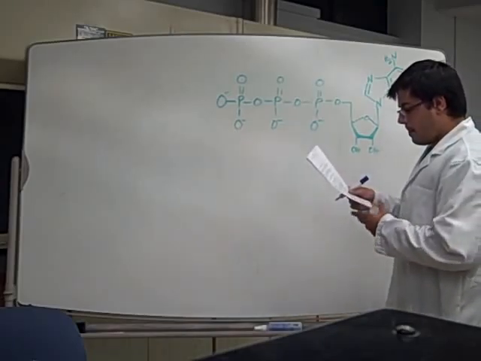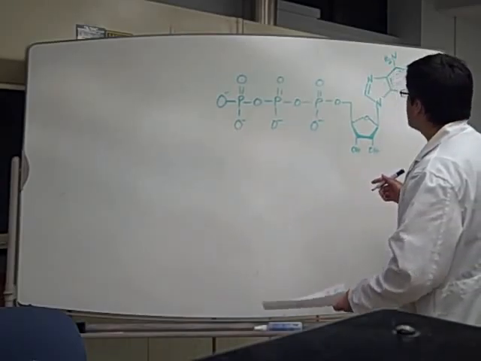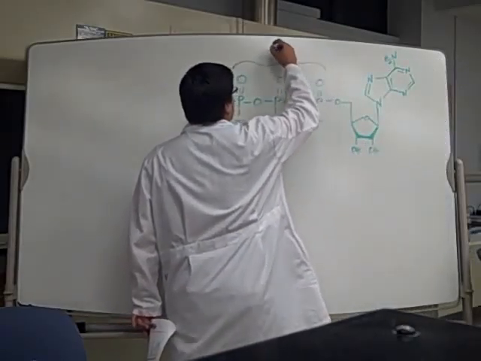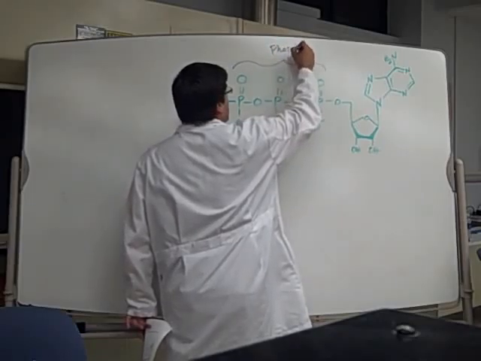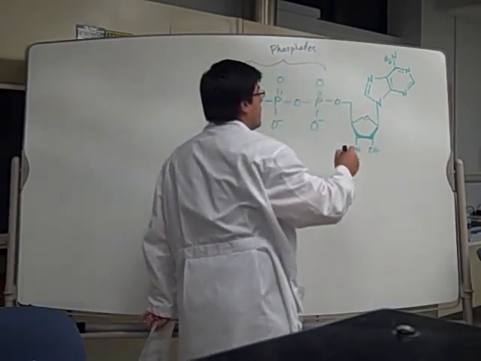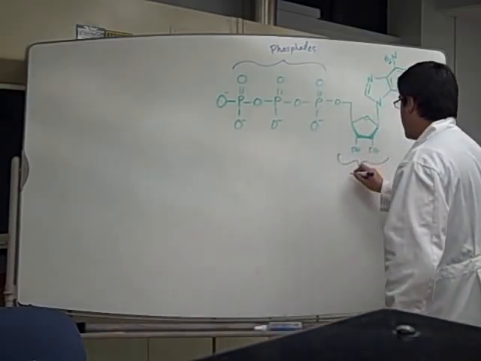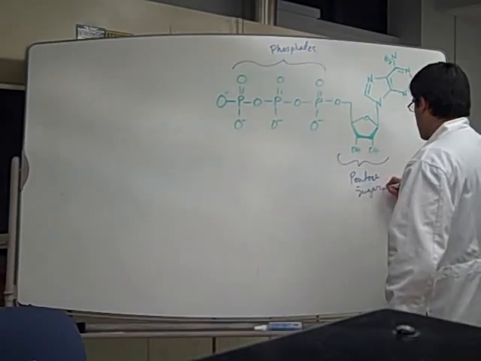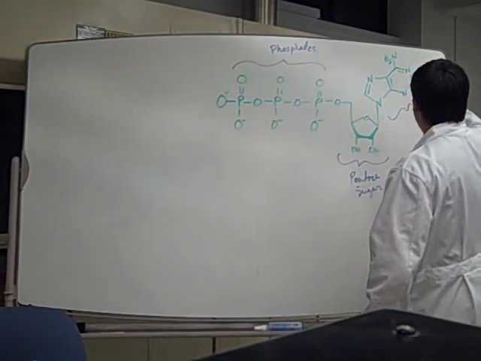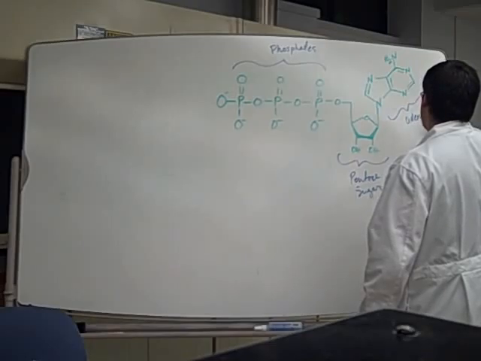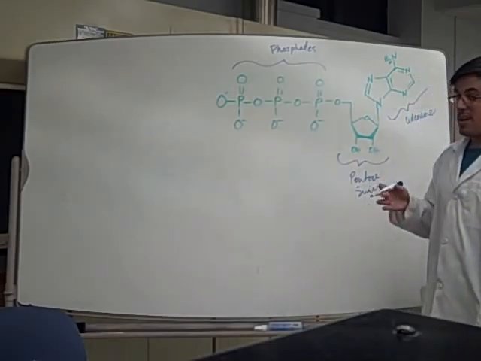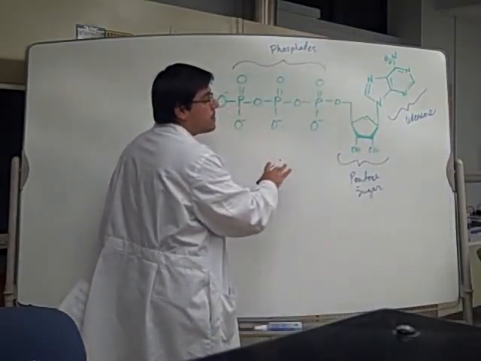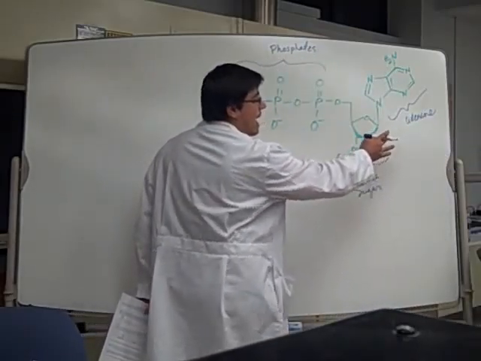Now, so label the three components of the ATP. Here we have the phosphate groups, the phosphates. Here we have the pentose sugar, and here we have adenine. So the structure should generally look familiar. Here we have the phosphate groups, here we have a pentose sugar, adenine.